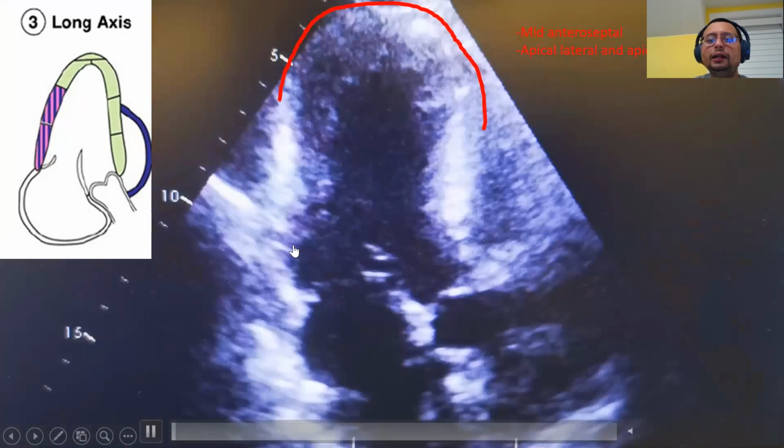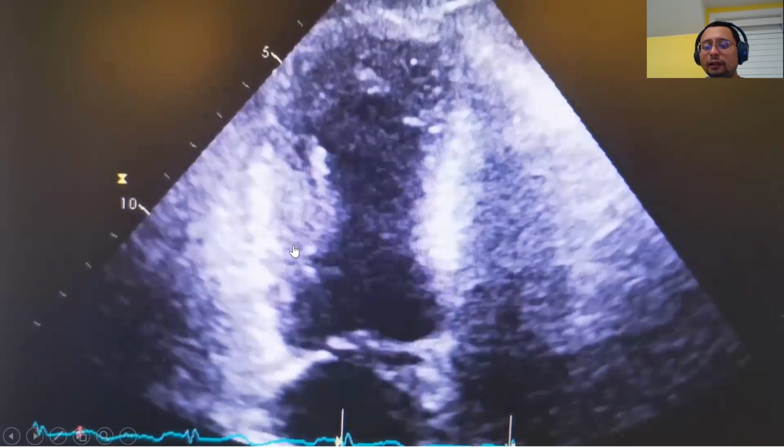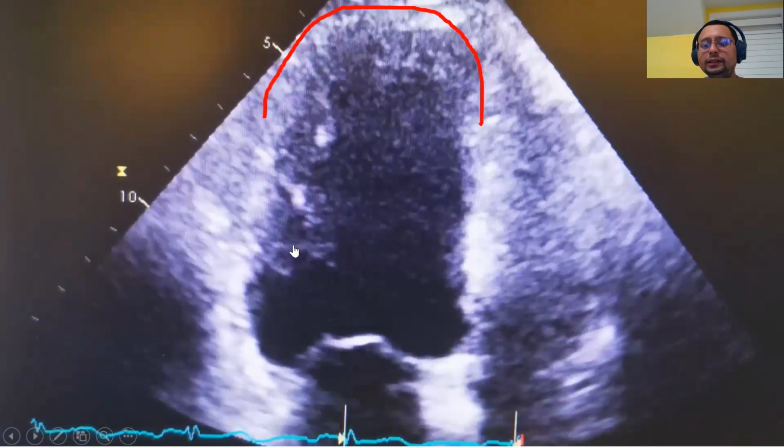Okay, let's look at the next one. This is an apical four-chamber view. Again, this is a Mayo format.